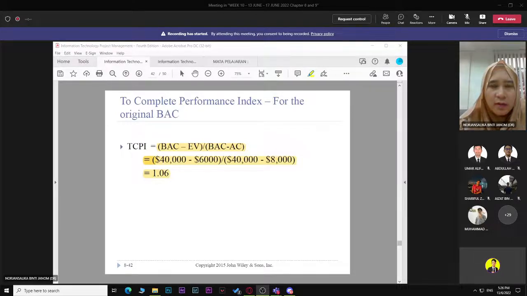Dekat atas tu ada dia punya data lagi. Cumulative dia punya value. Okay. Itulah saya kata, kalau bagi saya soalan ni nak menjawab ni susah juga. Mana lagi information dia. Okay. So, dekat sana adalah earned value and so on, right? So, what is the earned value for month 5?